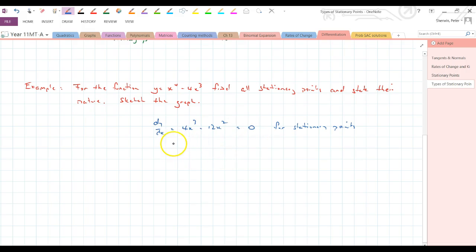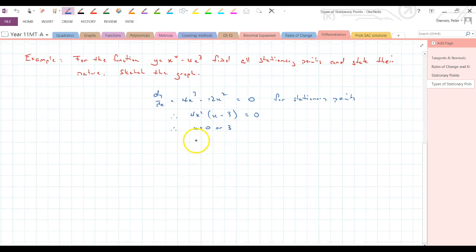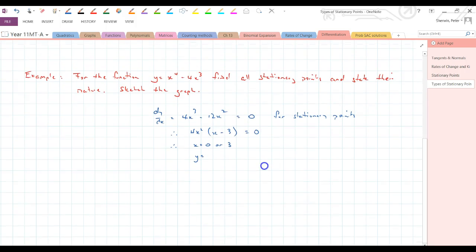So now we're going to solve this. I'll take out a 4x squared, can't I? 4x squared times (x minus 3) is equal to 0. So therefore, x equals 0 or 3. So I've got stationary points at 0 and 3. Okay, when x is 0, we're going to put it back into the original function, remember, to find the y coordinate at x equals 0. That's going to be 0.